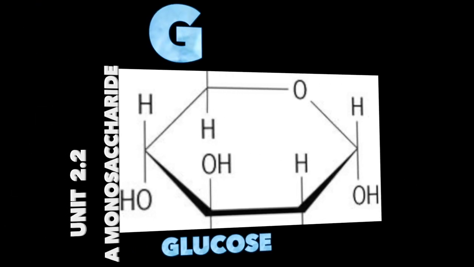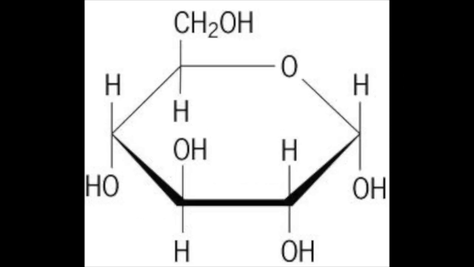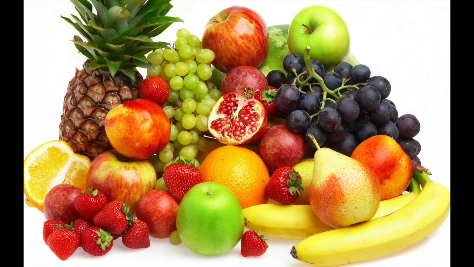Glucose is a monosaccharide whose chemical structure is C6H12O6. Its indicator is Benedict's solution, and a food that would contain glucose would be fruits.